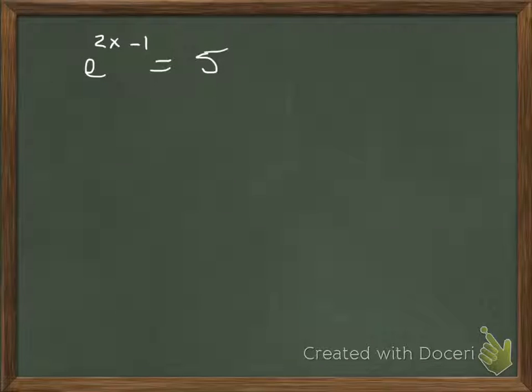Alright, in this video we're going to be looking at solving some log equations where I can't get the same base. So if we look at this one here, we have e to the 2x minus 1 is equal to 5, and we don't have the same base.